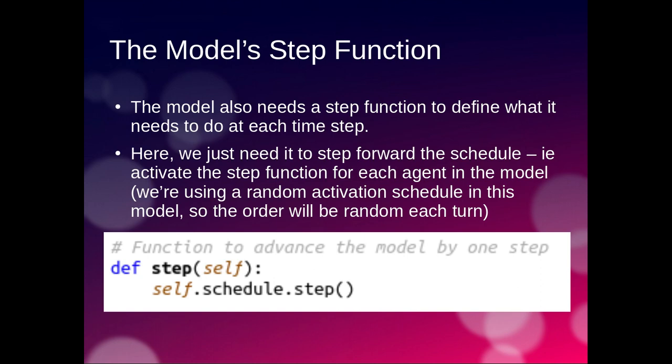And in our schedule, remember, we've selected a random activation schedule. So basically pick an agent at random and then run that agent's step function. Then do that for all of the agents in the model, and then move on to the next time step. So this piece of code at the bottom is the entirety of our step function for the model, and it just tells the scheduler to step through the schedule in that way. So just pause the video while you write that little function out.